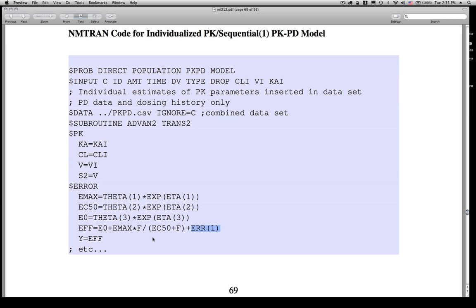So that's another potential shortcoming of the sequential approach: you can't model that level 2 correlation, or the correlation of the residual random effects, if that's important. But generally speaking, this is a pretty rapid way to prototype PK/PD models, and works pretty effectively.